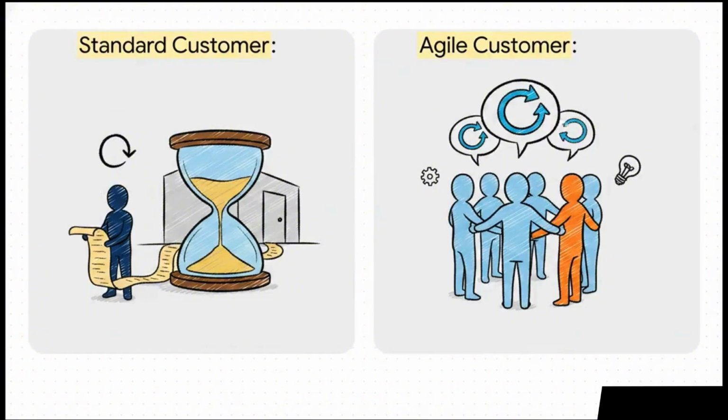Next up is customer involvement. In a standard setup, a customer hands over a list of specs, cuts a check, and then sits around for 5 months waiting for the final delivery. In Agile, the customer is ideally treated like a full-time member of the development team, giving constant, daily feedback.